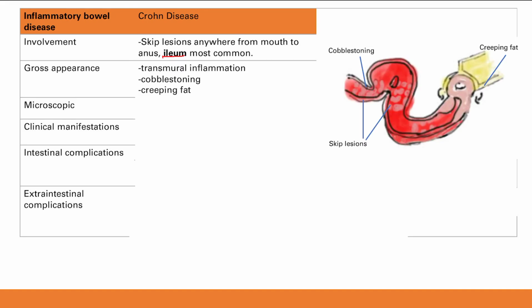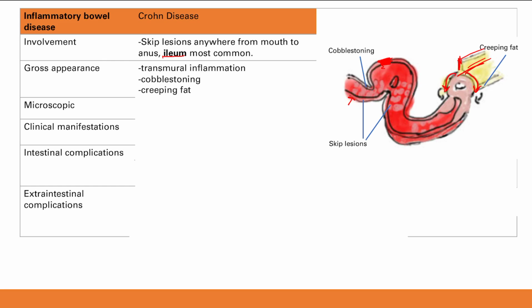On gross appearance, when you look at the intestine or the GI tract in general, you're going to see transmural inflammation. So the whole wall is going to be inflamed, from the mucosa all the way to the serosa. You're going to see cobblestoning, and you're also going to see creeping fat. There's usually fat right around here that attaches to the small intestine, but in Crohn's disease, you're going to see creeping fat. It creeps all the way around.